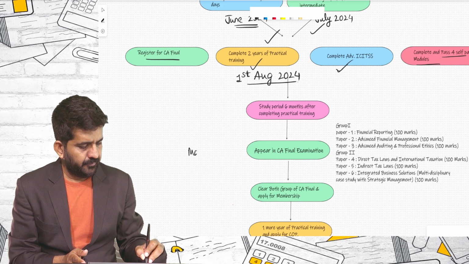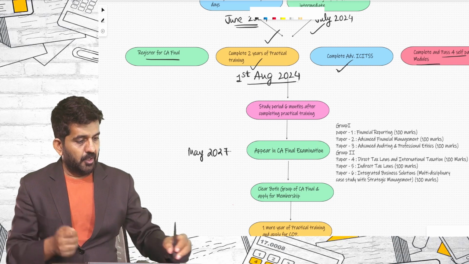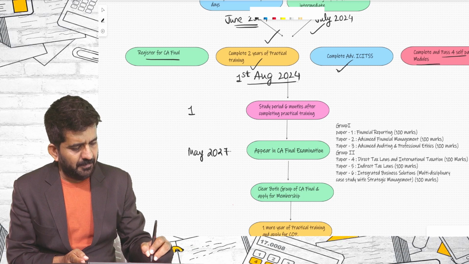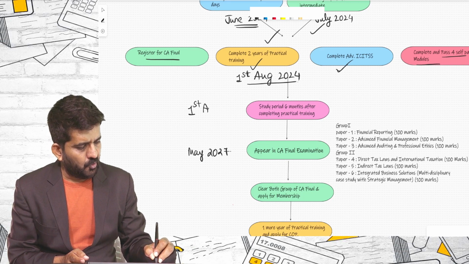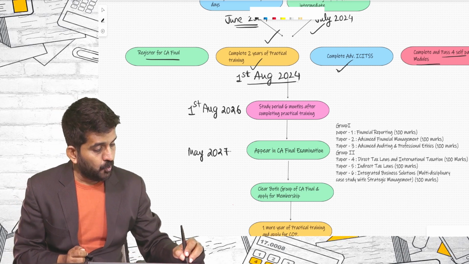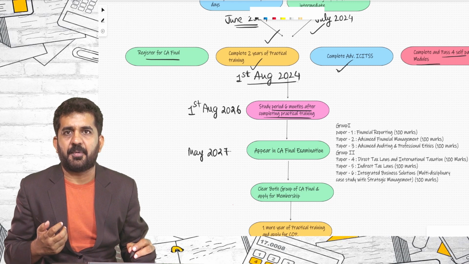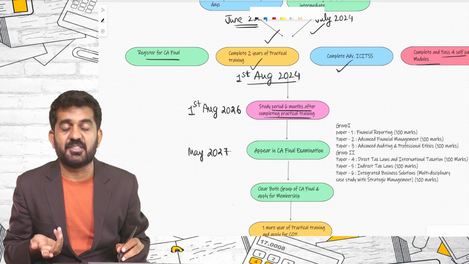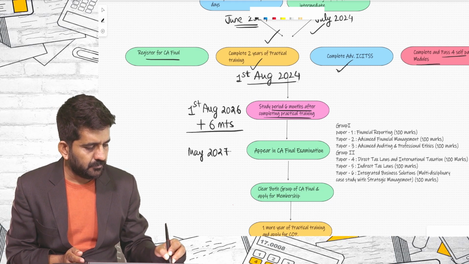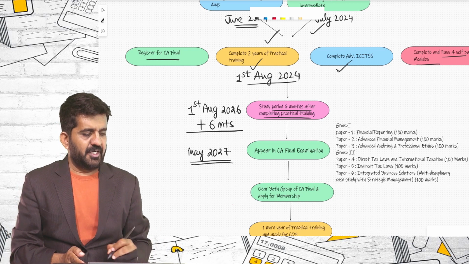in May 2027. How? On 1st August 2024, you started your practical training. It will be completed on 1st August 2026. You will have to allow 6 months of study period. After completing your practical training, you cannot directly appear in the CA Final examination. You will have to let go 6 months. So the next examination due will be in May 2027.